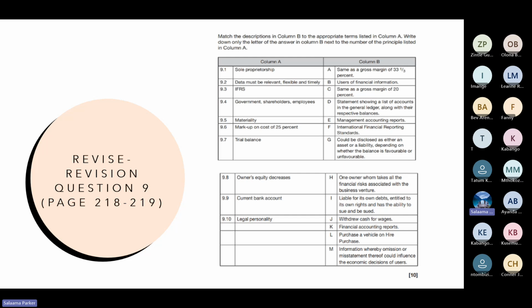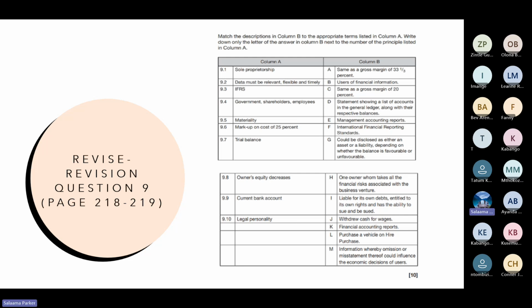There you will see: choose the correct answer, or match the description in column B to the appropriate term listed in column A. Write down only the letter of the answer in column B next to the number of the principal listed in column A. So this is an example of the type of question you could be assessed on for learning unit 1. So you will have to revise and study the theory, because you will get possible short questions coming from learning unit 1.